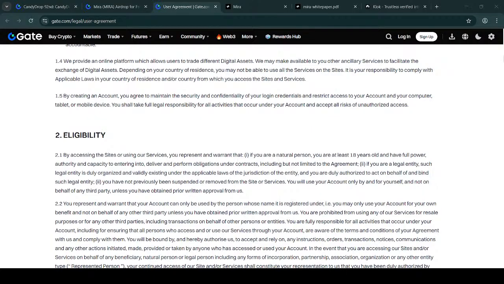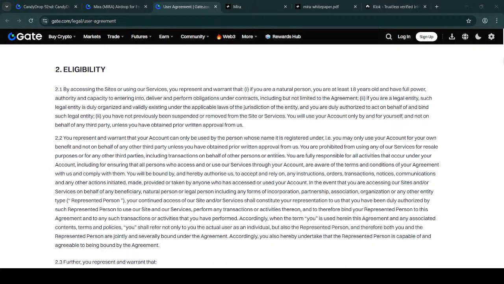So, eligibility, guys. By accessing the site or using our service, you represent and warrant that if you are a natural person, you are at least 18 years old and have full power, authority, and capacity to enter into the platform agreement and obligations under the contract, guys.